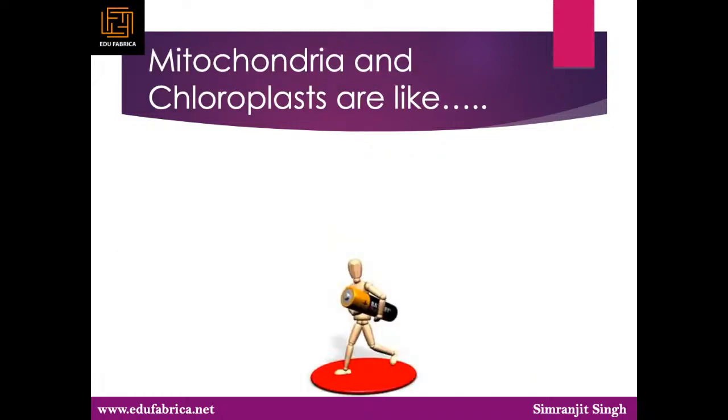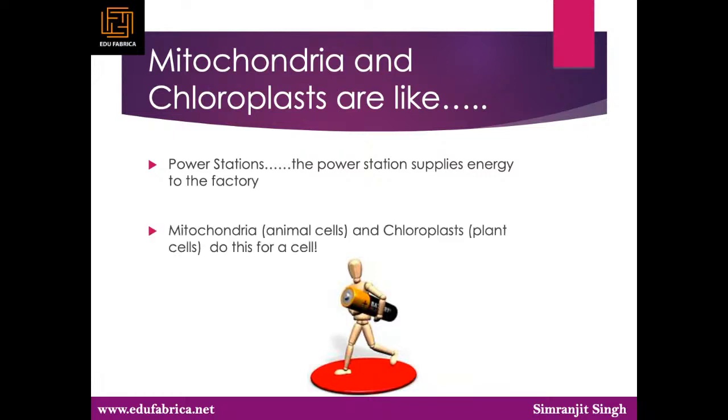Then mitochondria and chloroplasts, they are the energy source of the cells. ATP production is done there. It's the power station which supplies energy to the factory. Your mitochondria and chloroplasts in animal cells and plant cells do the same for the cell.